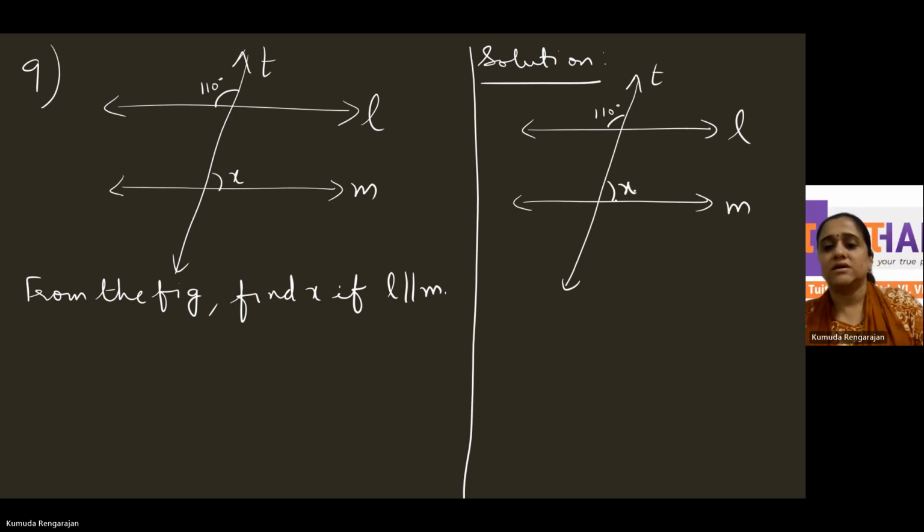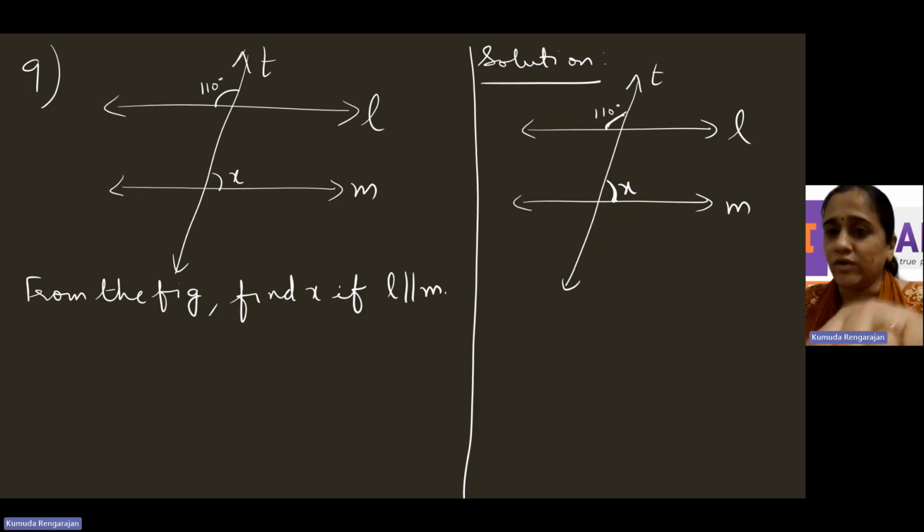Now, children, x and 110, they're not related. So, if 110 degrees is given, x is not 110 because x and 110 are not alternate angles, not corresponding angles, not allied angles. There's no relation at all between them. So using 110, find some other angle so that that new angle and x are related.